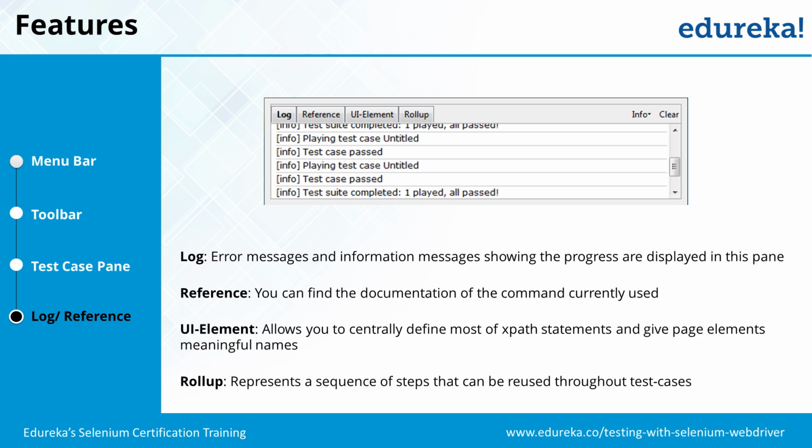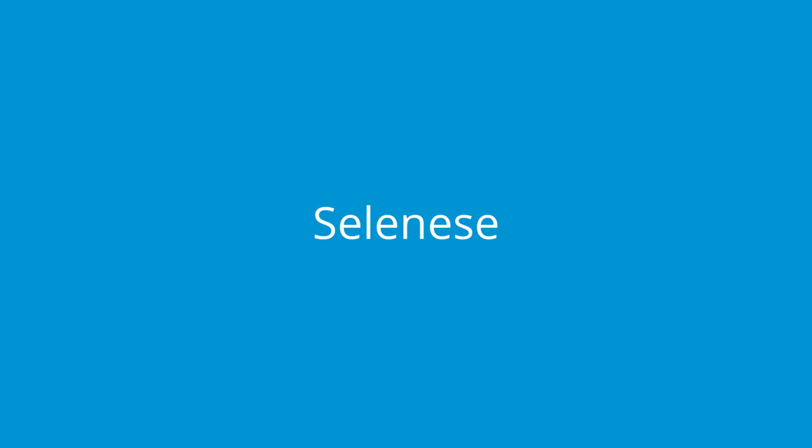Then the last option, that is rollup. So rollup represents a sequence of steps that can be reused throughout the test case. So if you have a particular series of actions that will be performed again and again during your test execution, then that goes under rollup. Okay. The next thing is, let us talk about Selenese.